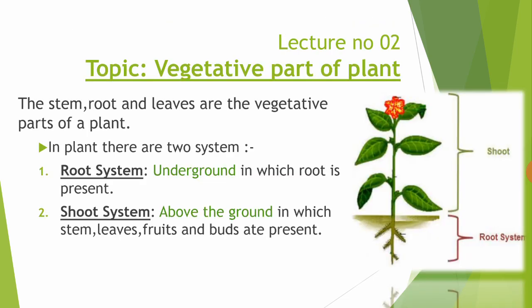Vegetative part of a plant. The stem, root and leaf are the vegetative parts of a plant. They form the main body of the plant. In a plant there are two systems. Number 1 is the root system and number 2 is the shoot system. The root system is underground, in which the root is present. Number 2 is the shoot system, above the ground, in which stem, leaf, fruit and bud are present.